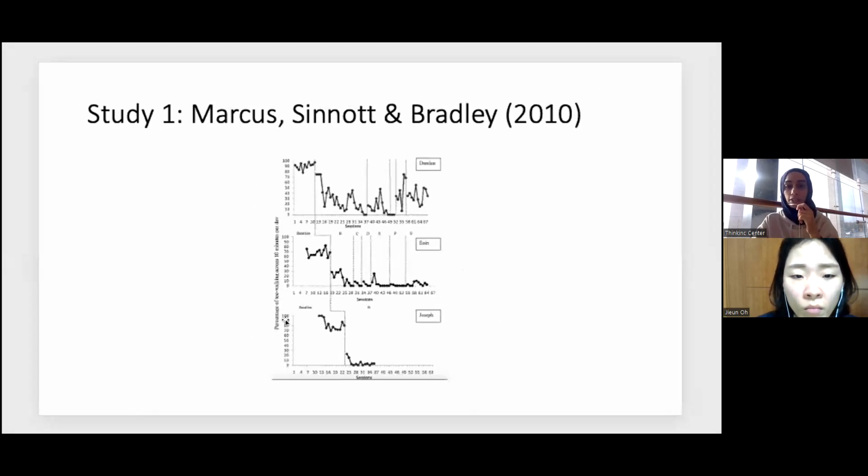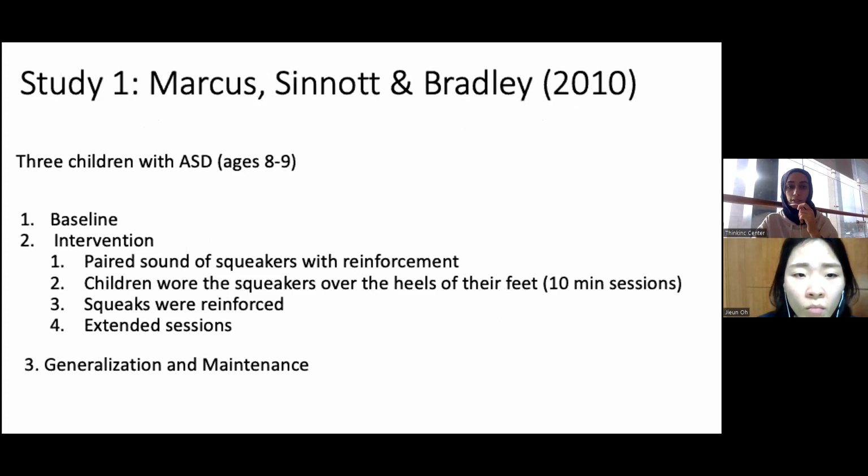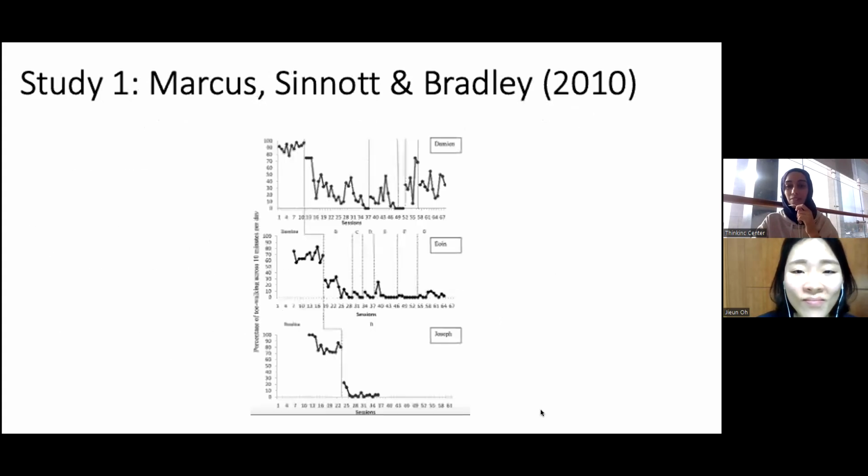In this study, you can see that the use of the 3 components was quite effective, and it led to a great reduction in toe walking.